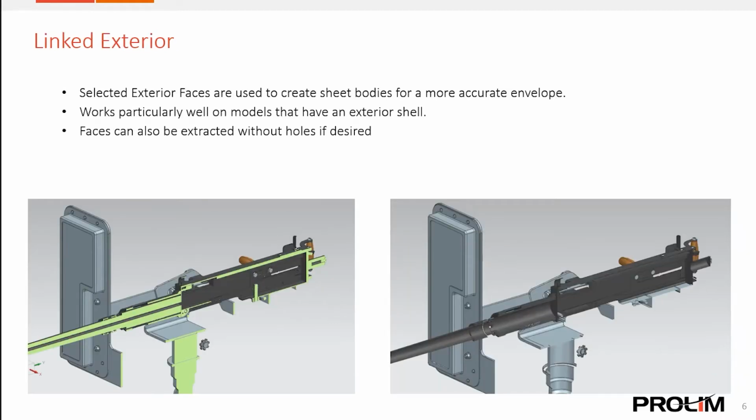Moving on to the final command for this section, we have Linked Exterior. This command creates an envelope similar to how the Wrap Assembly does, but links the actual faces, making it a more accurate and pretty much exact representation of the original assembly. Also, the Linked Exterior command is creating sheet bodies rather than solid bodies, like Simplify Assembly and Wrap Assembly.